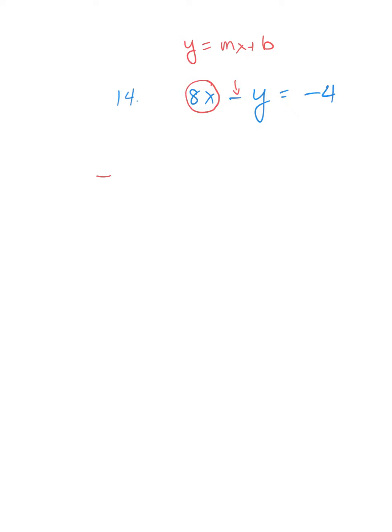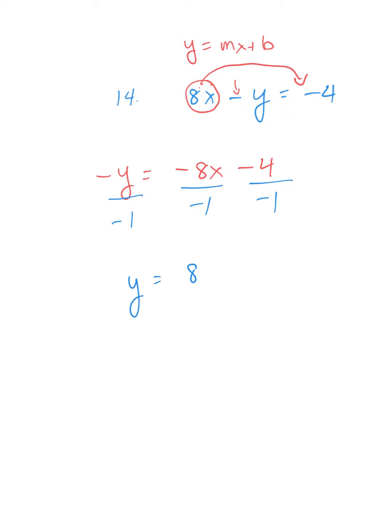So we have negative y equals negative 8x minus 4. I crossed the bridge and I made them positive. And now the number that's next to that y is a negative 1. You cannot have the y with anything on it, so you have to get rid of it. So we're going to divide everything by negative 1. When you divide by negative 1, you basically change the signs of the original equation. So there is your answer.